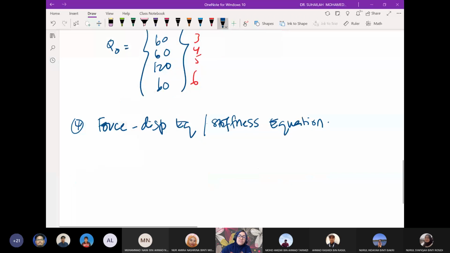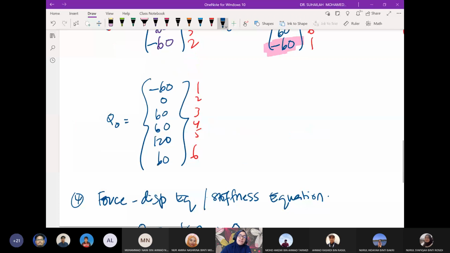Okay, apa dia stiffness equation tu? Q is equal to KD plus Q naught. Okay, KD plus Q naught. So kita dah ada K dengan Q naught. We have Q dengan D. Q dengan D.